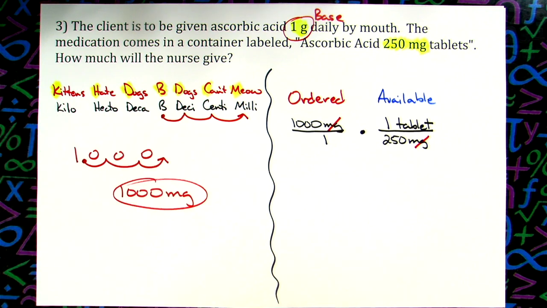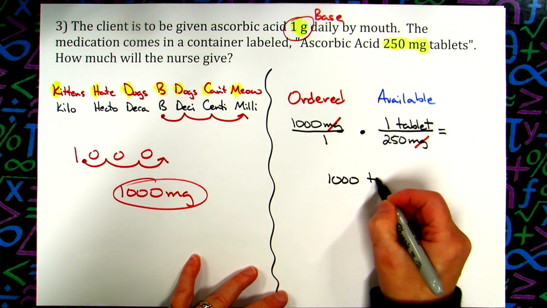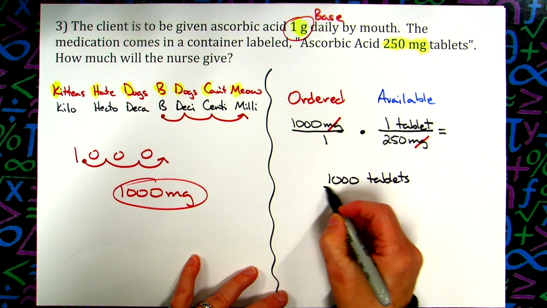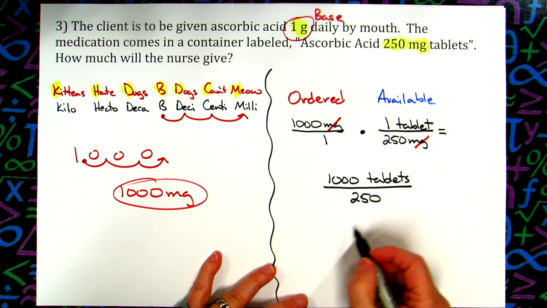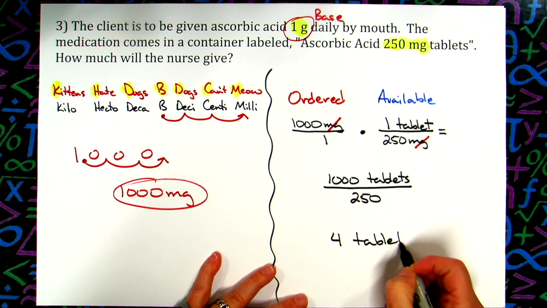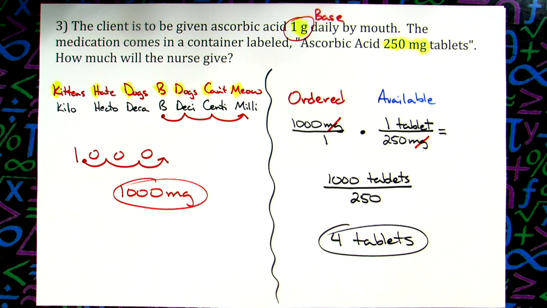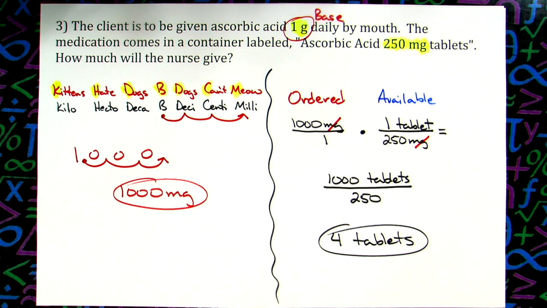How much will the nurse give? It's going to be in tablets, so I'm going to take 1,000 times 1, multiply straight across the top. So I'm going to write it down here. I will have 1,000, and then we'll have tablets over 250. And doing a simple division here, you're going to see that that's going to end up then being 4 tablets. So on this one, yes, we still were able to use that what is ordered times what is available, but first had to do a little bit of converting within the metric system in order for this unit analysis to actually work out.